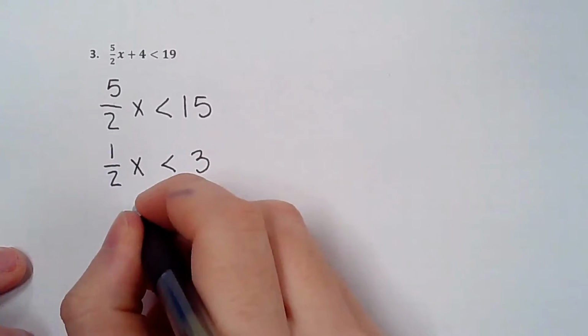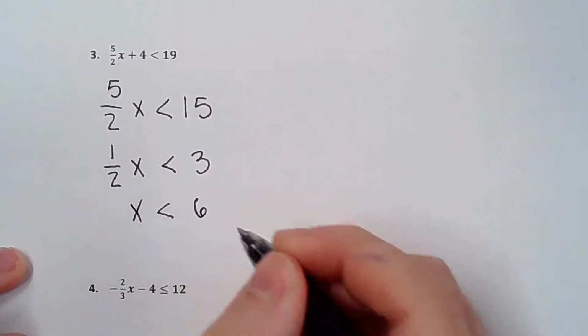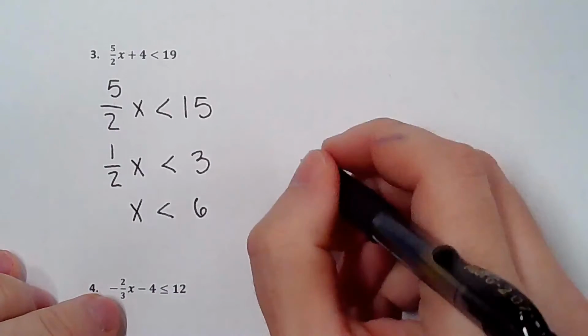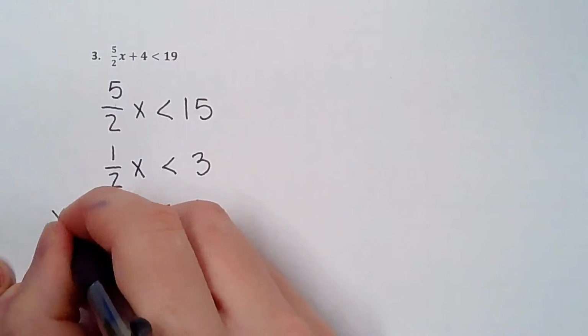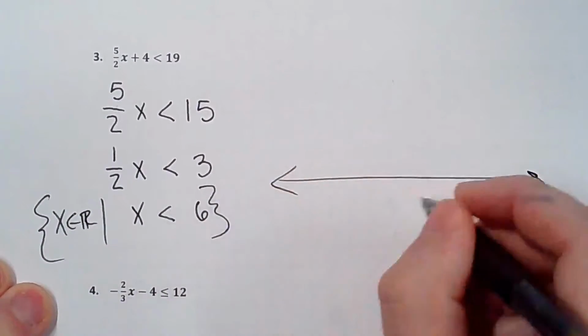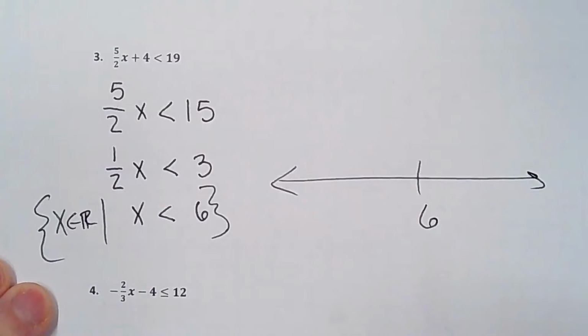So now we're going to times by 2, and we get this. Did we have to ever flip the sign? No, we never divided or multiplied by a negative, so we're good. So set notation, there it is. There's 6. Open or closed, Ethan? Open. Less than, which side?